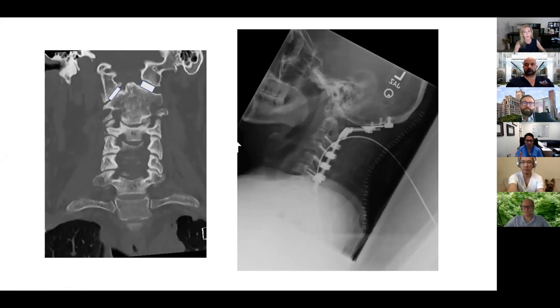Sorry, I know Ali wants to jump in, but I'm just going to ask one last question. What are your thoughts on hinged rods versus just contouring the metal at the occipitocervical junction?